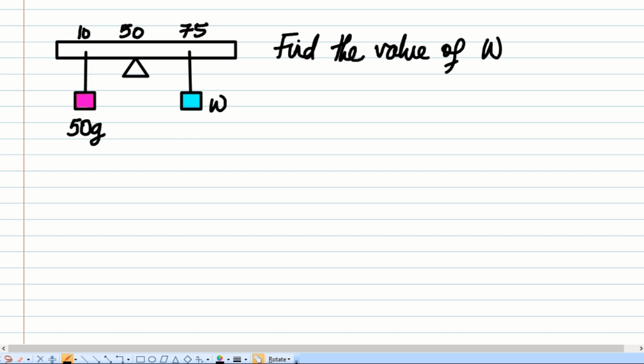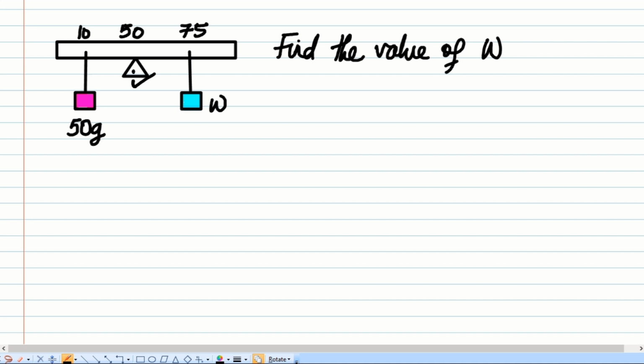Let's solve. All right. So we have two masses hanged on this meter rule. So this is just like a beam, right? We have the knife edge. This is the knife edge. That's the turning point. So any moment we are taking, we're going to take it from this point. This is the turning point of this beam. And the question is simple. Find the value of W.